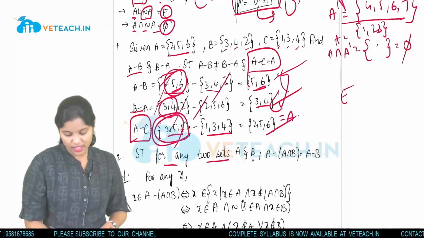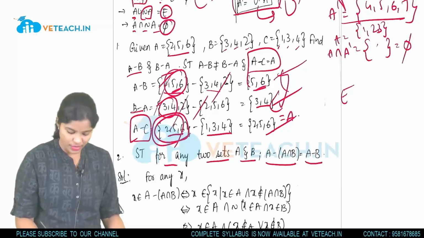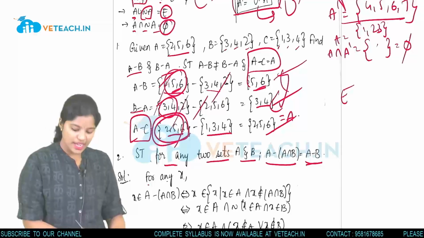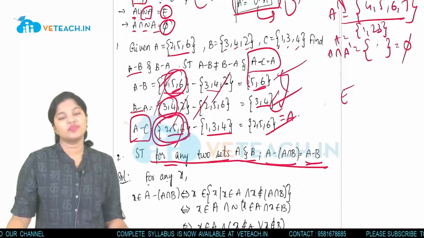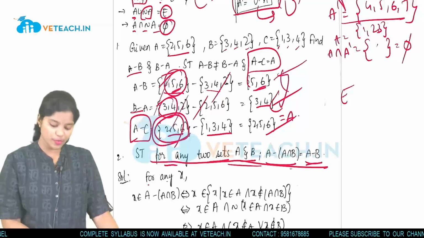State for any two sets A and B, A minus A intersection B is equal to A minus B. So suppose we take any two sets, and you should prove it.